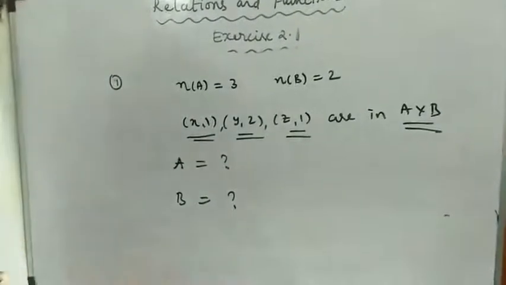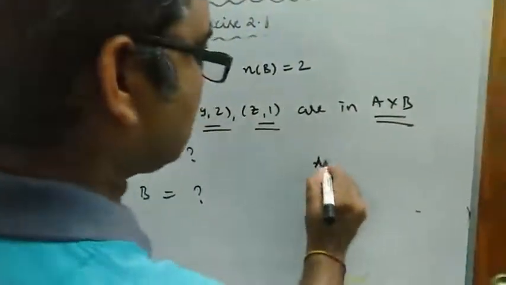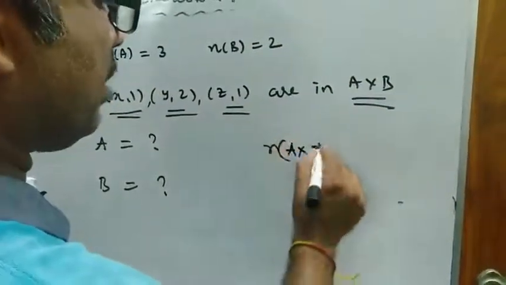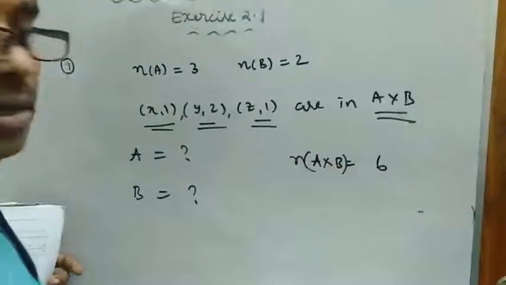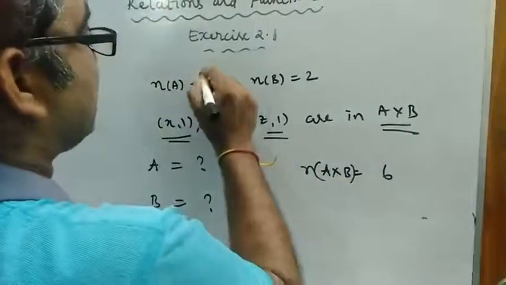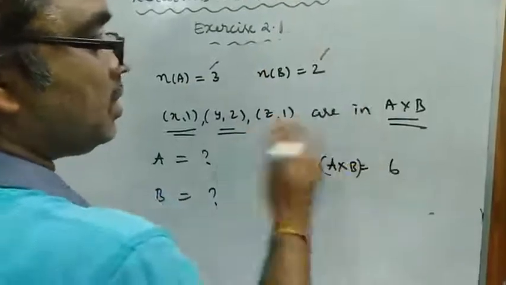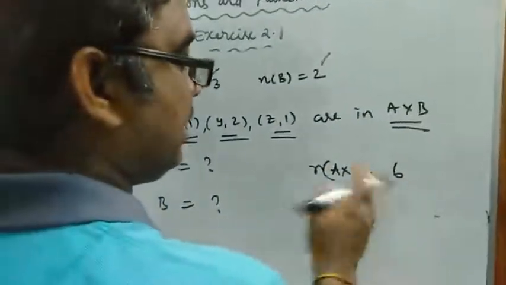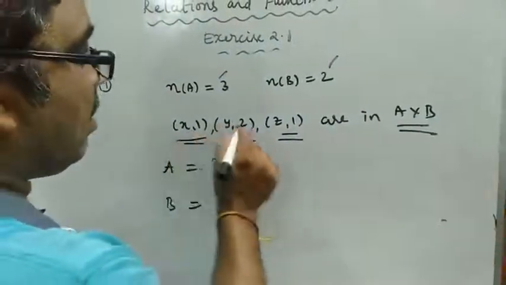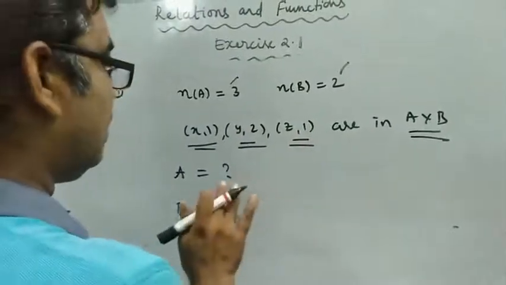Very simple. In A cross B there exist 3 times 2, that is 6 elements. n(A cross B) is equal to 6. Am I right or not? The number of elements in A cross B is 6, because there are 3 elements in set A and 2 elements in set B. Out of the 6, only 3 are given: (x, 1), (y, 2), (z, 1). We have to find the sets A and B.